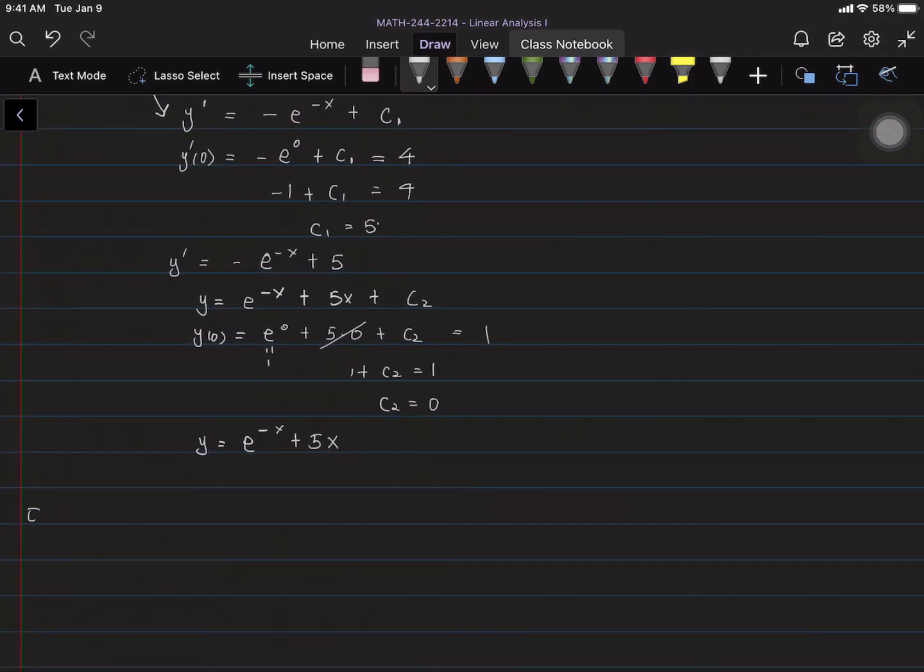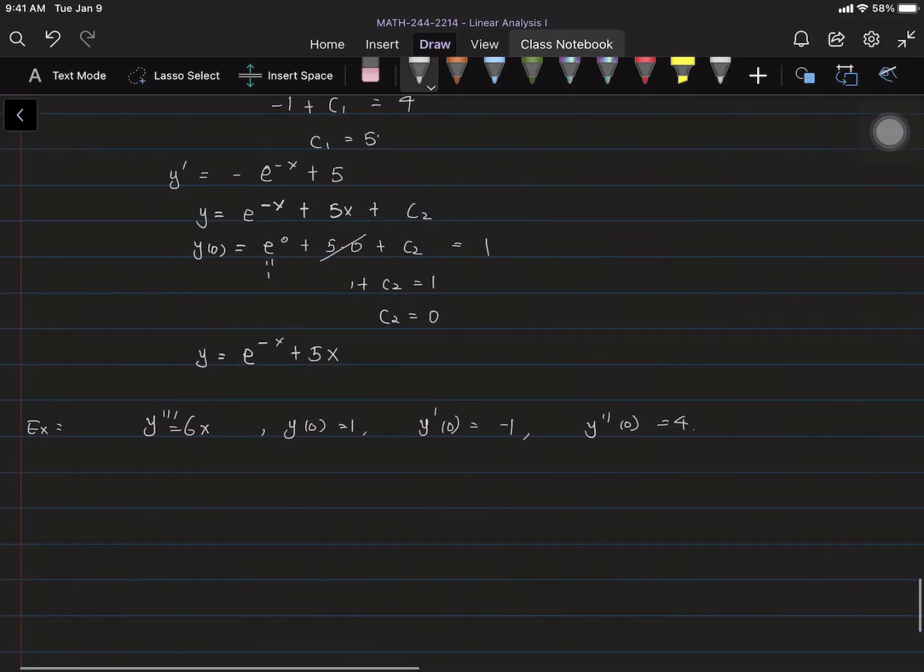Now let's try one exercise problem. So here I give you a third order differential equation, and we have 3 initial conditions. Let's find the solution, the particular solution actually, that satisfies those initial conditions. You can please try this by yourself.